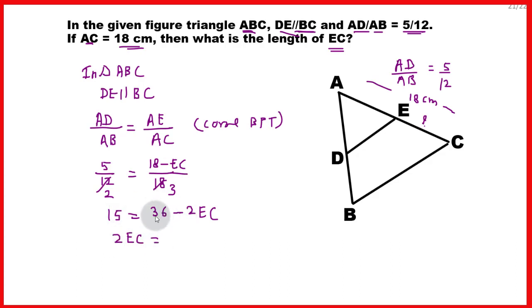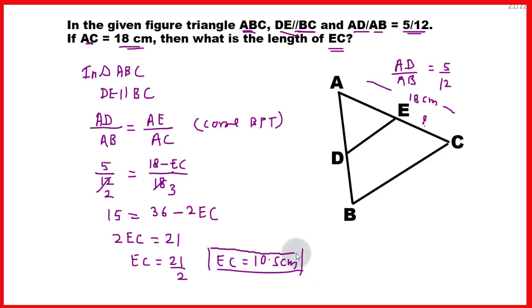Take 15 to other side, so 36 minus 15, that will be 21, and therefore EC is equal to 21 upon 2, and so EC is equal to 10 by 5 centimeter, and therefore we have got the value of EC as 10.5 centimeter. Highlight your answer.